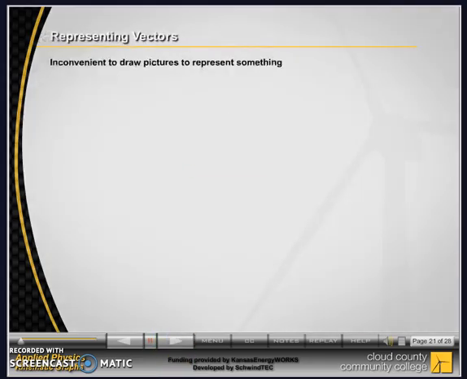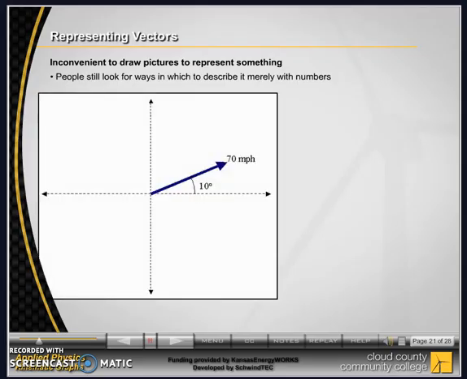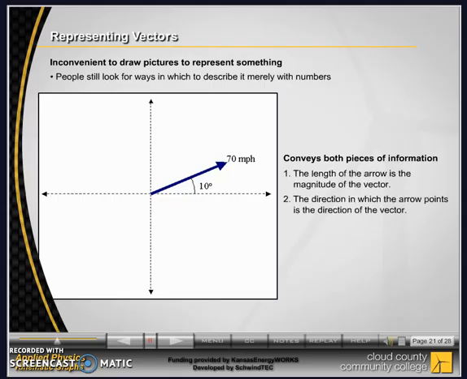Often it is inconvenient to draw pictures to represent something, so people still look for ways in which to describe it merely with numbers, even if they have to use more than one number. Another way to represent a vector is using an arrow. The arrow is a convenient symbol for a vector quantity because it allows us to convey both pieces of information in one shot. The length of the arrow is the magnitude of the vector, and the direction in which the arrow points is the direction of the vector.